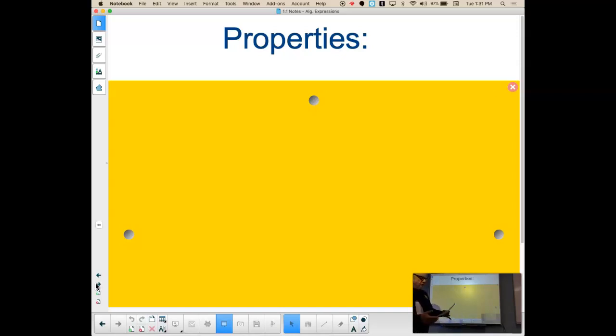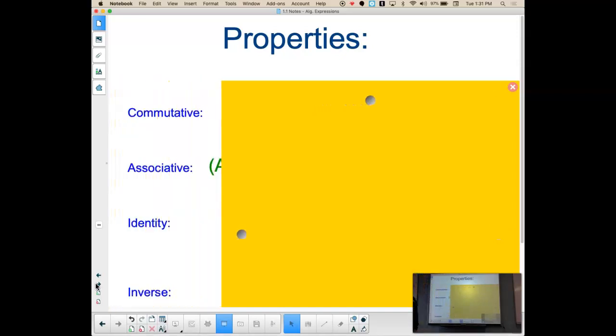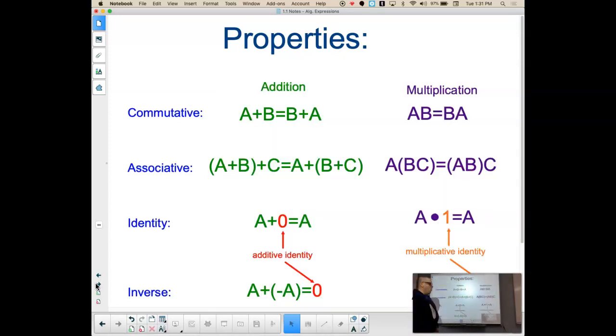Now, of these properties, I don't necessarily expect you to be memorizing their names per se, but I do expect you to know what these properties do. Okay? So, for instance, the commutative property means that you can add or multiply in any order. The associative property goes with that and says that you can do multiple additions, multiple multiplications in any order.